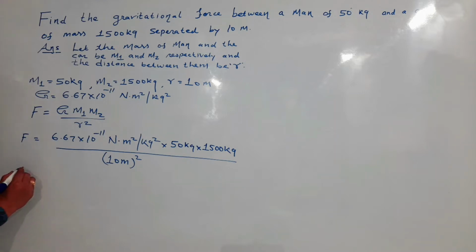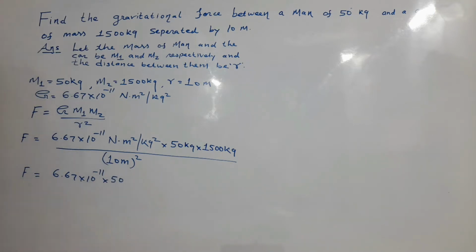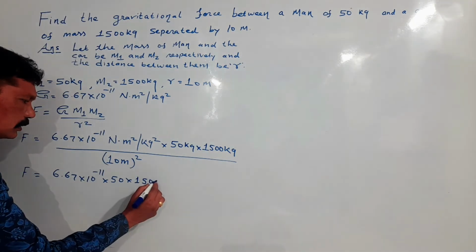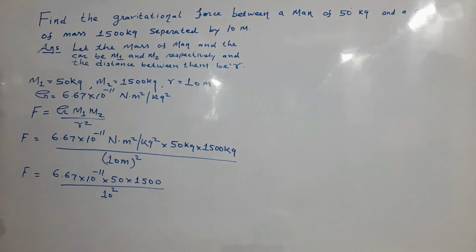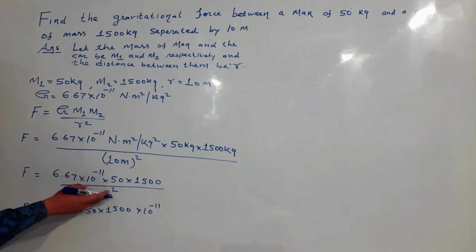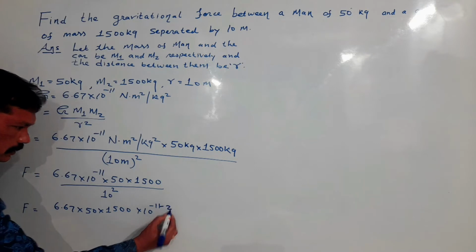Now my dear student, we can write it in this way. F is equal to 6.67 into 10 to the power minus 11 into 50 into 1500 upon 10 square. Now here we will try to arrange the numbers in such a way that we can write 6.67 into 50 into 1500 into 10 to the power minus 11. 10 to the power 2 we will take in the numerator, so we can write 10 to the power minus 11 minus 2.